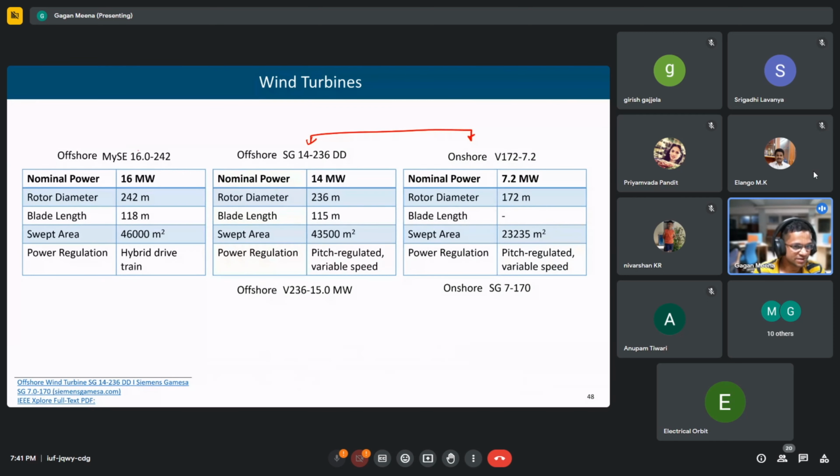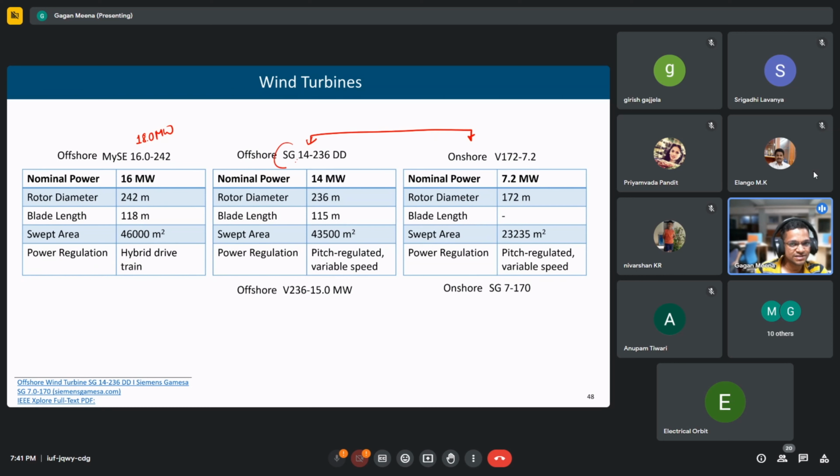This is a new, recent one. This MYSE is a Chinese company. They have made this 16 megawatt wind turbine. They have also come up with this 18 megawatt wind turbine, but it is not commercially available right now. Maybe after 2 3 years, they are planning to launch this 18 megawatt also. They say that it's not prone to this. Yes, it can withstand these cyclonic storms also. It has a rotor diameter of 242 meter, which is very big.